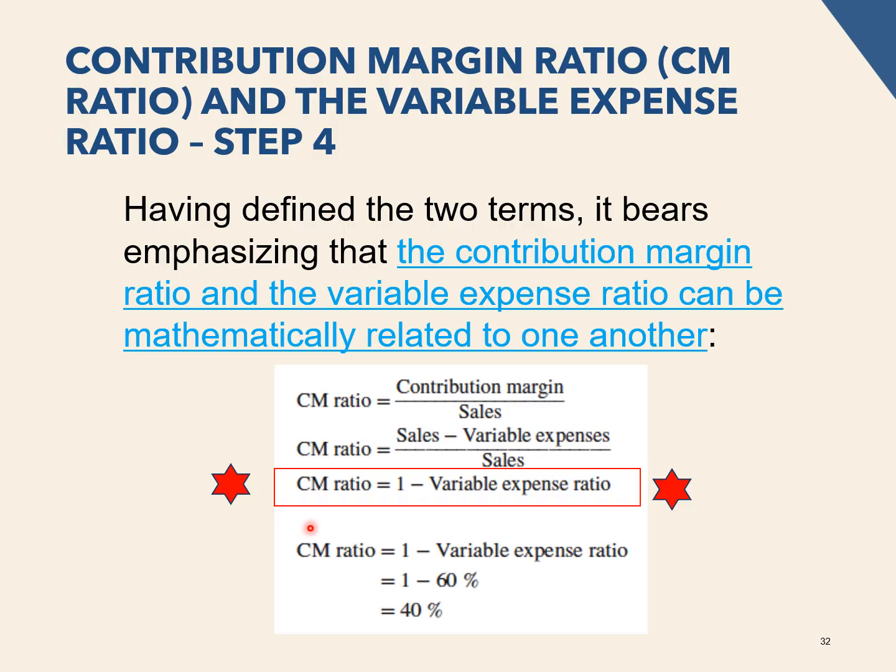So the contribution margin ratio is equal to 1 minus variable expense ratio. So in our case, our contribution margin ratio is 40% and our variable expenses ratio is 60%. So together they will be equal to 1.